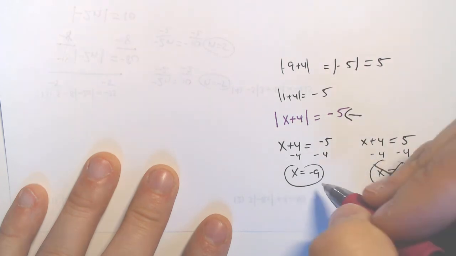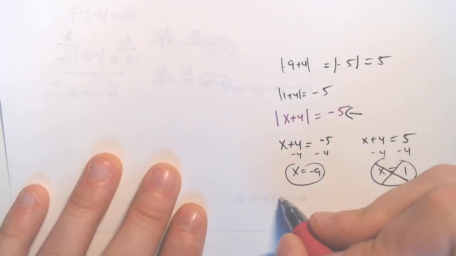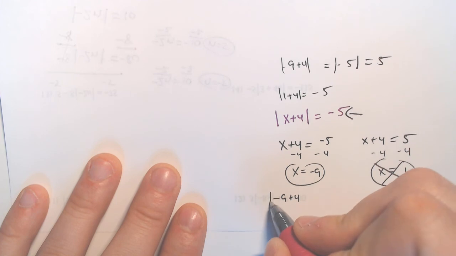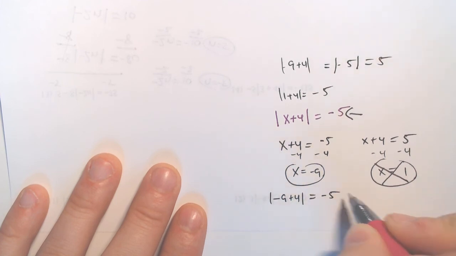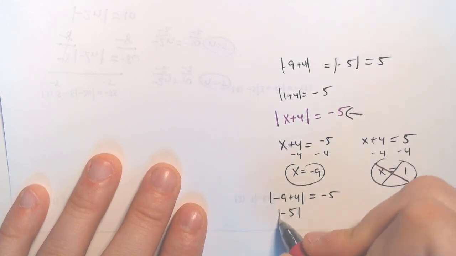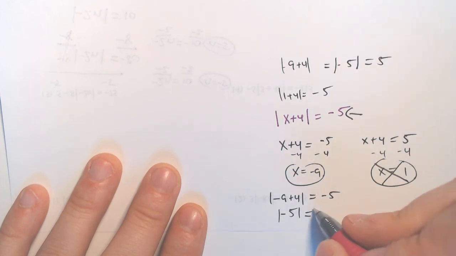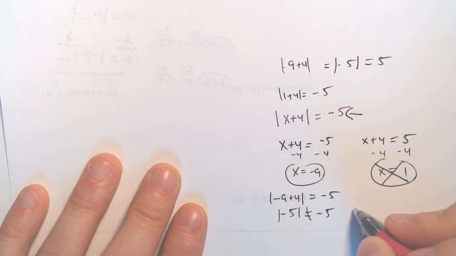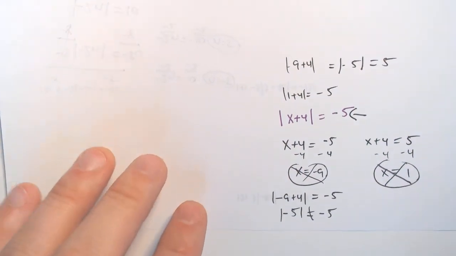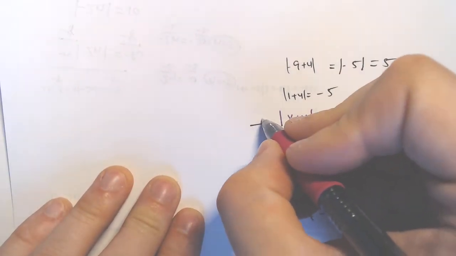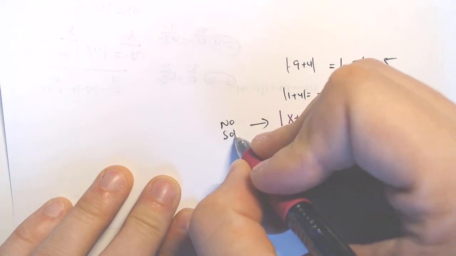You need to plug in your answers. I'm going to do that one again. Negative 9 plus 4 should equal negative 5, but the absolute value of negative 5 doesn't equal negative 5. And because it doesn't equal negative 5, that one also fails. So this one, even though it looks so simple, is actually a no solution.